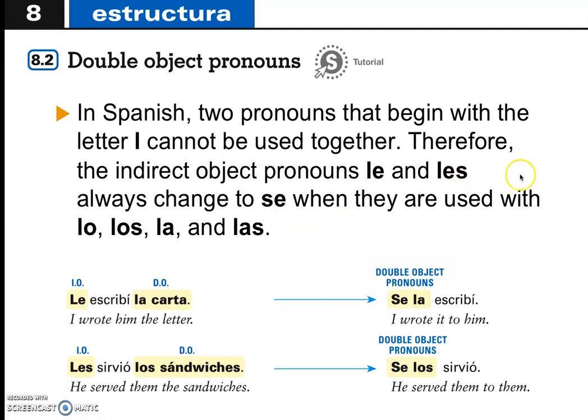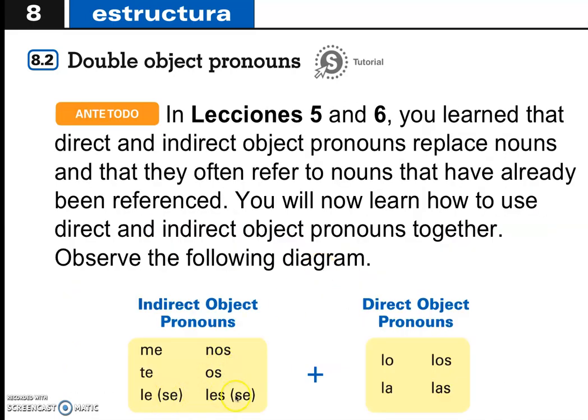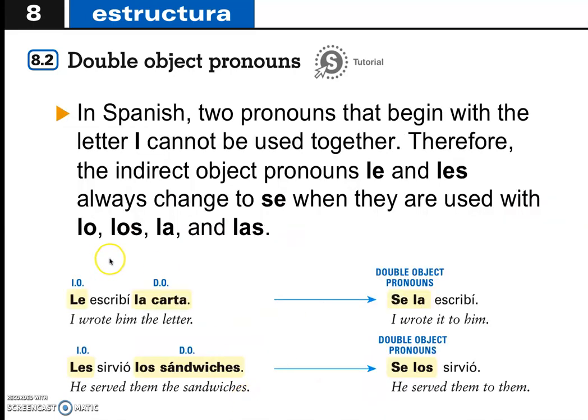Está bien. All right, so in Spanish, two pronouns that begin with the letter L, right, cannot be used together. Therefore, the indirect object pronouns le and les change to se when they are presented with lo, los, la, and las. So that's why we saw the se here in parentheses, okay? So we'll see some examples here.